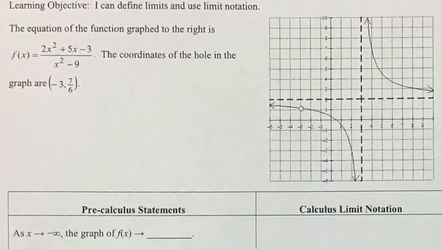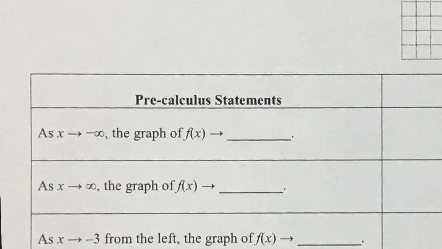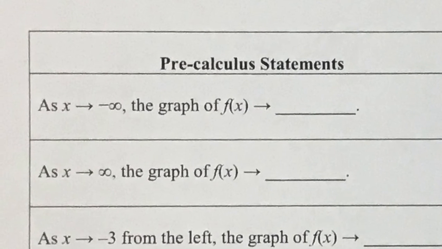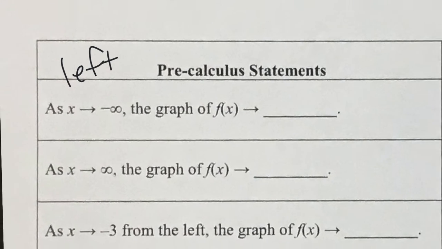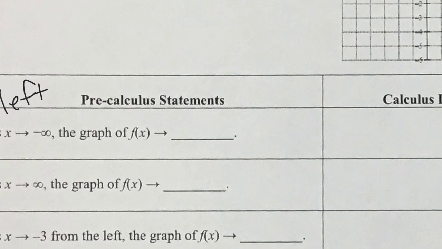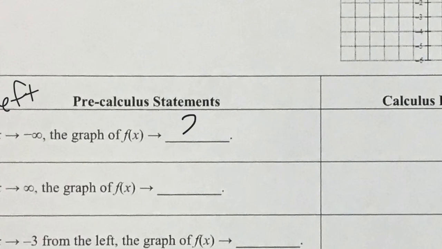from our pre-calculus statements. Okay, so as x approaches negative infinity, if we're talking about negative infinity, we're looking at the left side of the graph. So on the far left side of the graph, what is the y value starting to get close to? Starting to get close to 2. And how do we know it's getting close to 2? Because it is a horizontal asymptote. So limits to infinity, when x is going to infinity, are horizontal asymptotes.